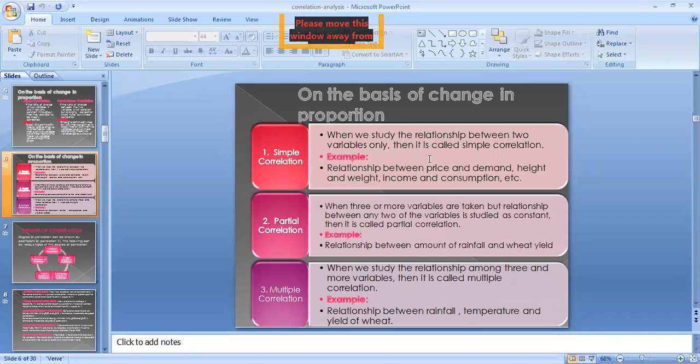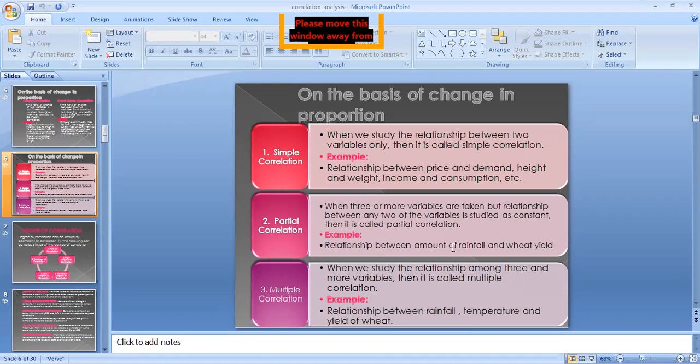Actually, this is the simple correlation. Now, partial correlation. When three or more variables are taken, but the relationship between any two of the variables is studied keeping the others constant, then it is called partial correlation. For example, the relationship between the amount of rainfall and wheat yield.